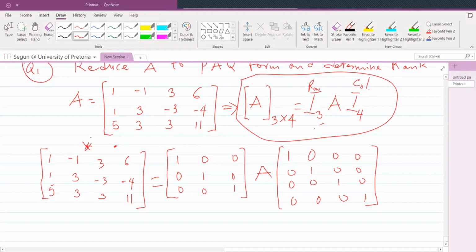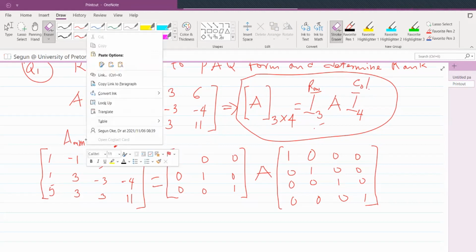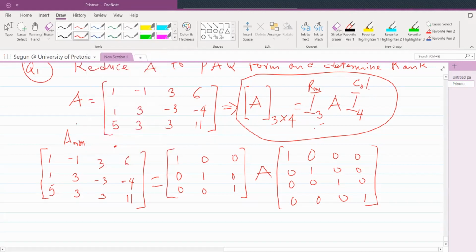So this is our main question. A, M by N. Anytime I'm performing row operation on A, M by N, I must come here and do the row too. I will leave this one constant. If I'm performing column here, I'll keep this one constant, and I will come here and perform column. Please take note of that.